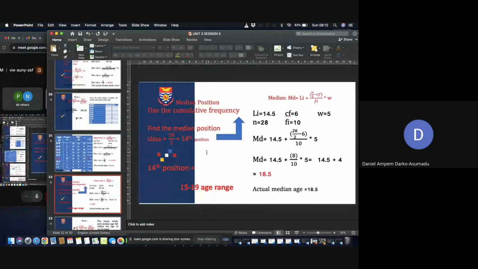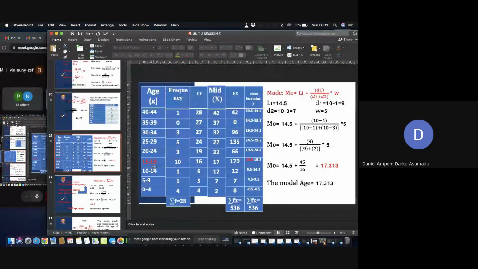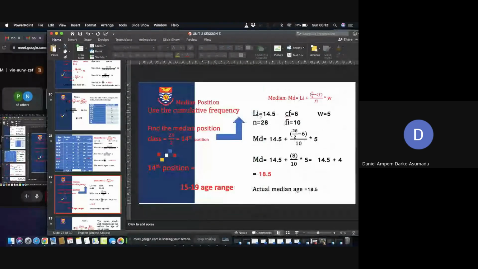What I'm saying is that one is the 14th position. The median class will be 15 to 19. What is the lower class boundary of that median class? 14.5, just as we did for the mode. Then the formula: L1 is 14.5. Then N is the total sample size, the total frequency, as you can see, 28. That's N.